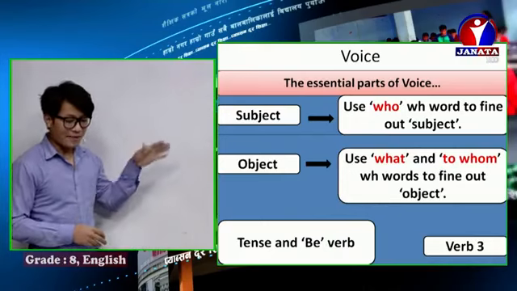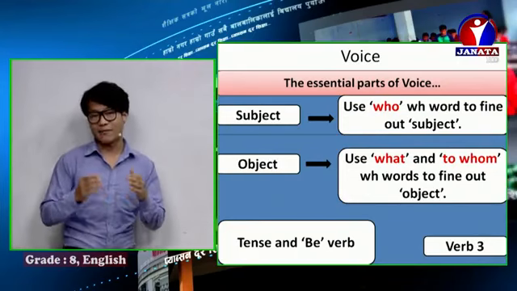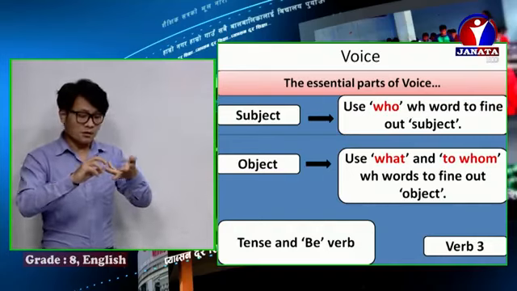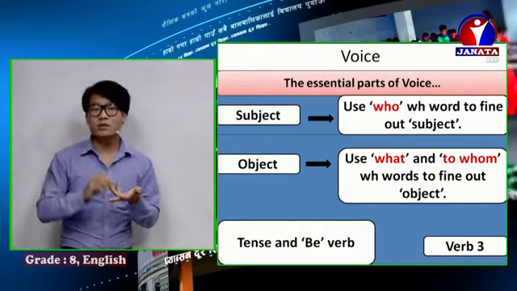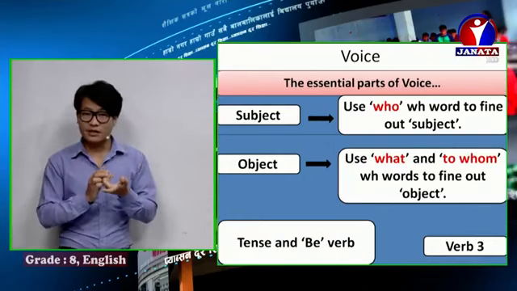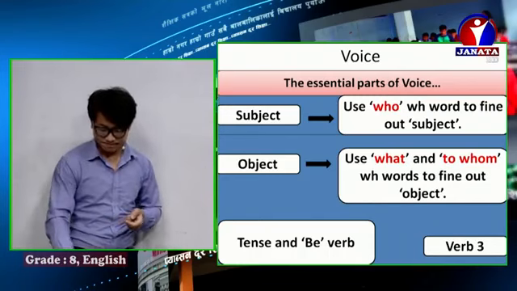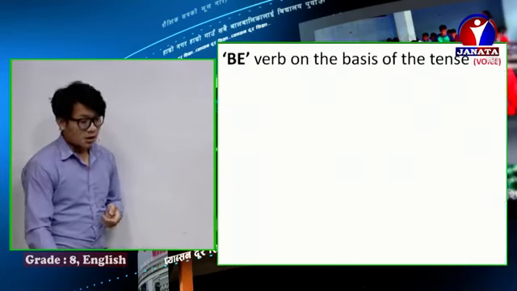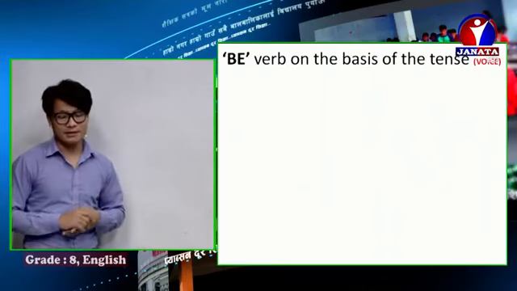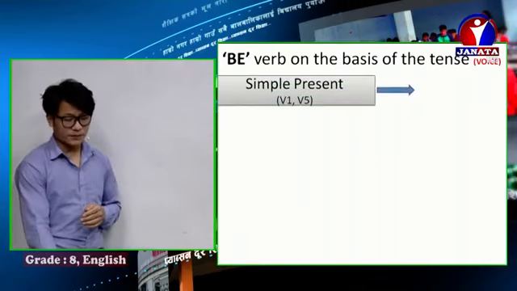So after discussing these essential parts of voice, now let's start. As I have told you, we should know big subjects and those verbs which do not take by preposition, and subjective and objective case, and types of sentence. Okay. So first of all, we will discuss here the be verb on the basis of the tense. Okay. So let me show you.